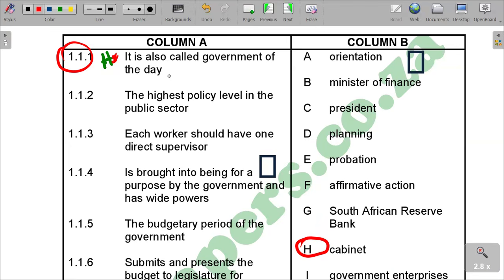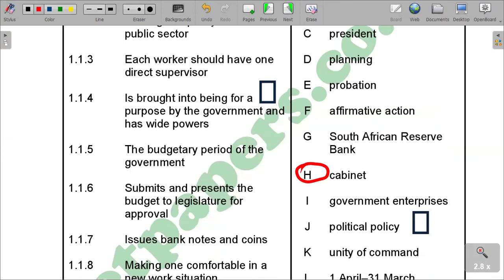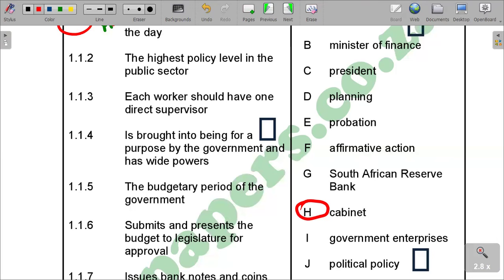Also, next question: the highest policy level in the public sector. It is the political policy. The political policy identifies the highest policy level in the public sector. So it is J. If you look at the various political parties that we have and how our political structures run, we can identify that the highest policy level in the public sector is the political policy, which allows the establishment of the political parties and their expression.